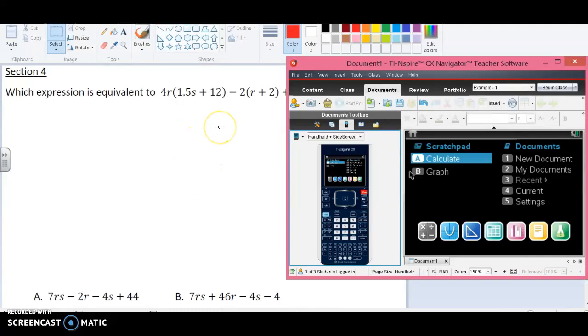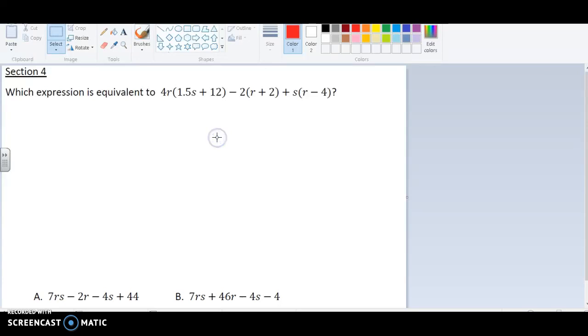The difference between this section and some of the other sections we've done, if you look at the question, we have multiple variables. There's an R and there's an S. So we're going to have to just make sure we're using our rules appropriately because of those multiple variables. But the process is still the same. We have parentheses, so we need to deal with that first.